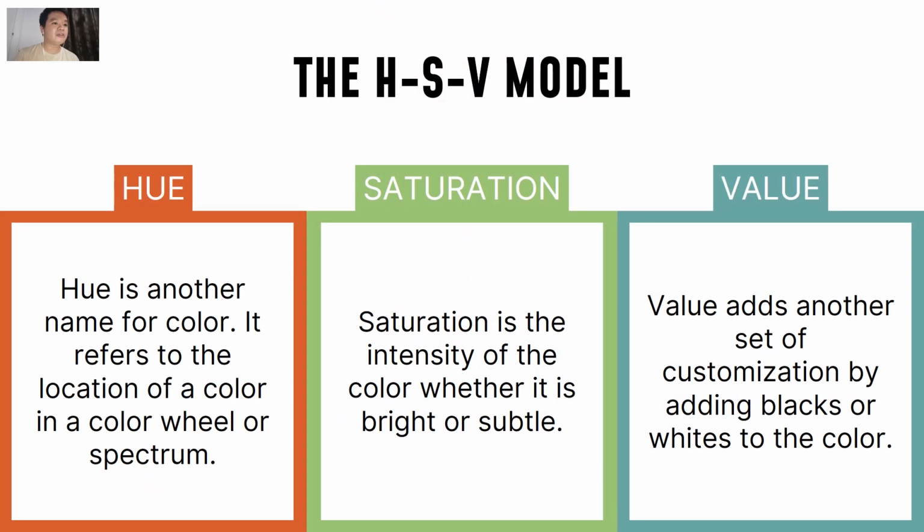So the HSV model, or the hue saturation value model, is composed of the hue, which is another name for color, and it refers to the location of a color in a color wheel or spectrum. So that's hue. Saturation, on the other hand, is the intensity of the color, whether it is bright or subtle. So if it is very bright, or if it is very dull or subtle, that's saturation. And when you add certain blacks or whites to the color, that is what we call value. Because value adds another set of customization by adding blacks or whites to the color.